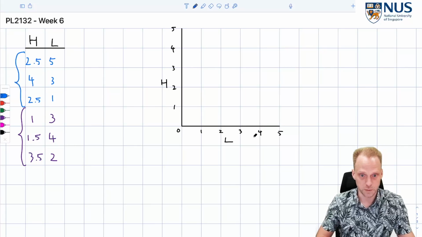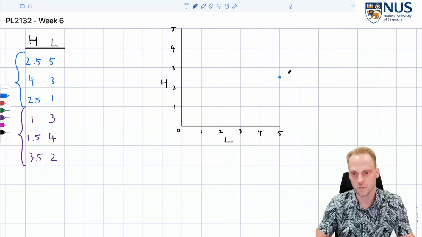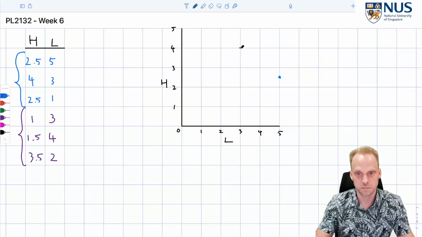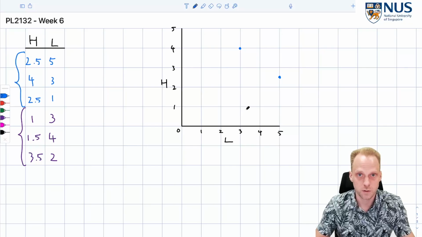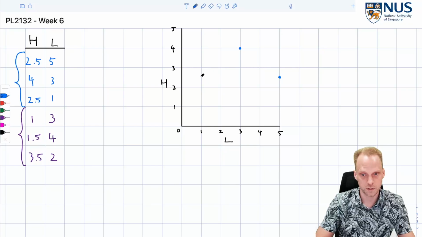So the first observation had a loneliness score of 5 and happiness of 2.5. That would be here, about there. The second observation had a loneliness score of 3 and a happiness score of 4. That would be here. And the third observation had a loneliness score of 1 and a happiness of, again, 2.5. Here.